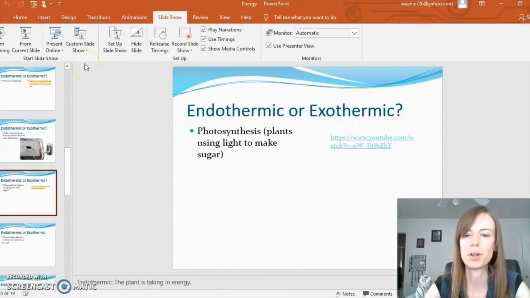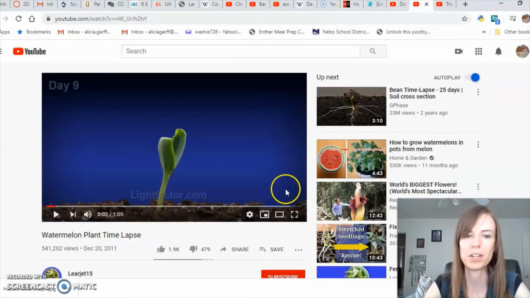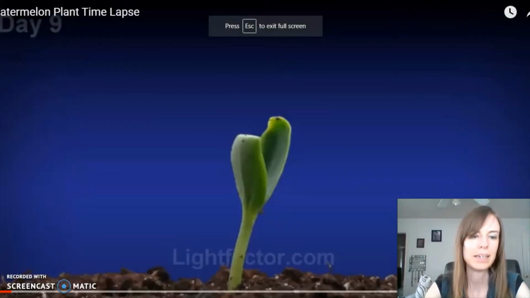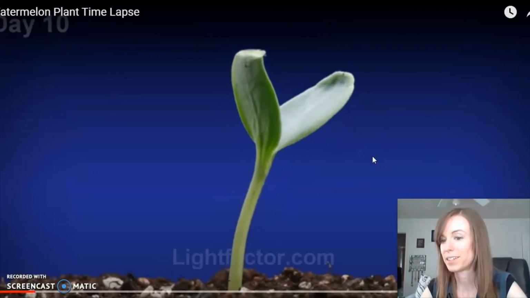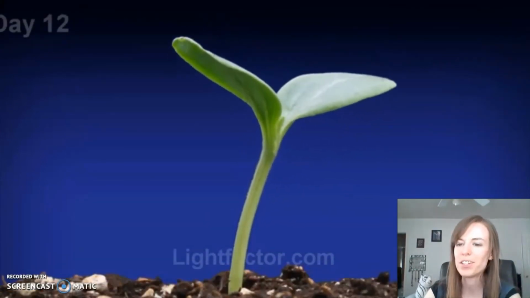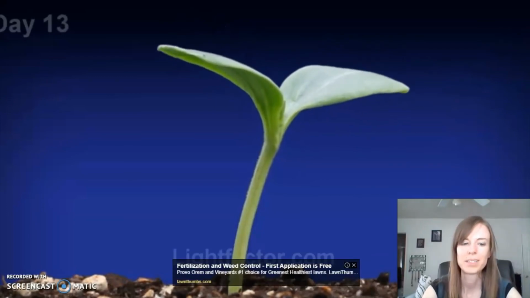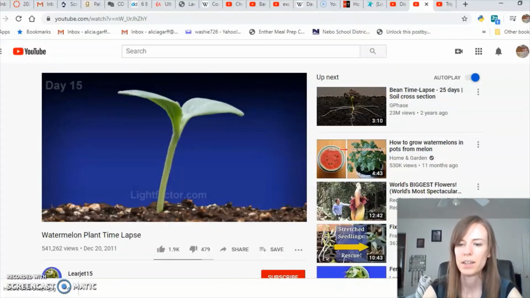Okay, plants growing. So while we're talking about this, here's a cool time-lapse video of a watermelon plant. And it's growing. Do you think this requires energy or releases energy? So it requires energy. So it's endothermic. Plants growing is endothermic.